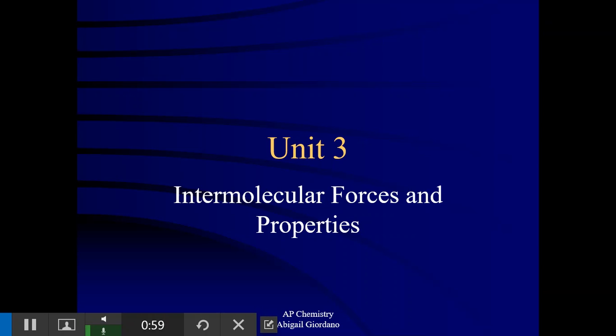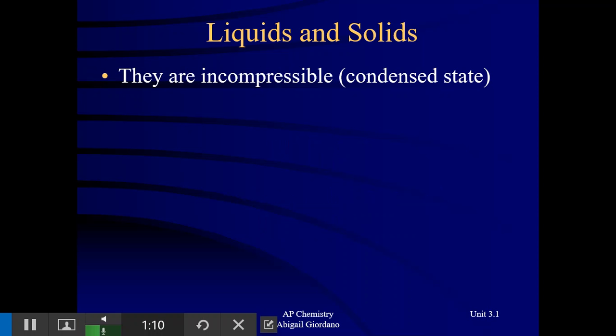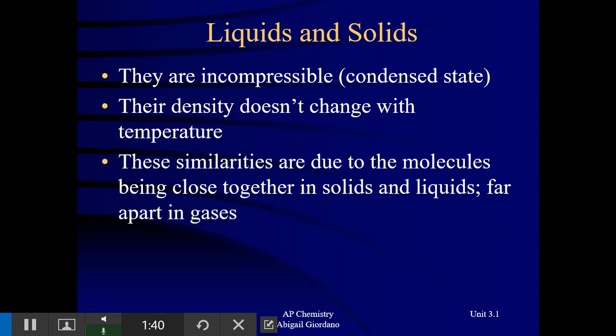All right, so as I said, Unit 3 is all about intermolecular forces. And we're going to be talking primarily in this unit about liquids and solids. And liquids and solids get lumped together because they have a lot of similar characteristics. For example, they are very much incompressible, whereas gases are very compressible. You can change the volume of a gas. Liquids and solids, not so much. So liquids and solids have fairly constant density because you can't change their volume.